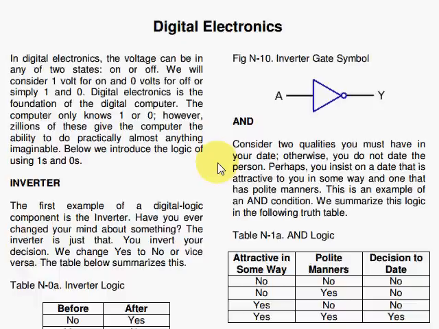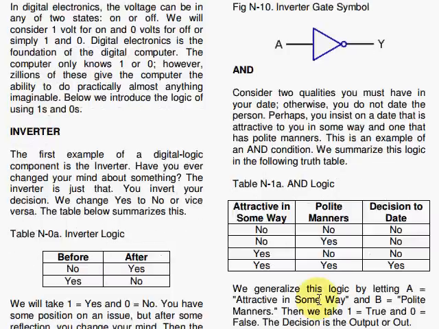So the inverter basically changes your mind. If you have no at the beginning, we have yes at the end, and vice versa. Here's a symbol for the inverter gate. If A is 0, Y is 1. If A is 1, Y is 0. Just the opposite. It inverts the logic.